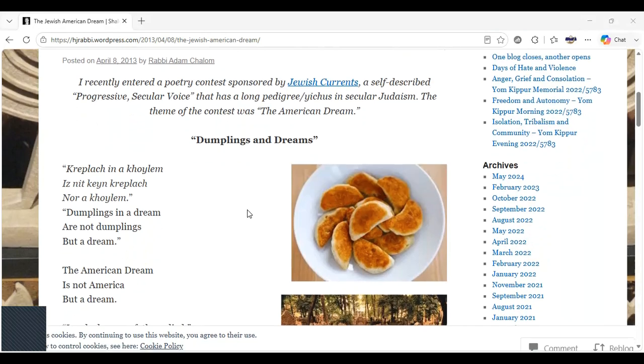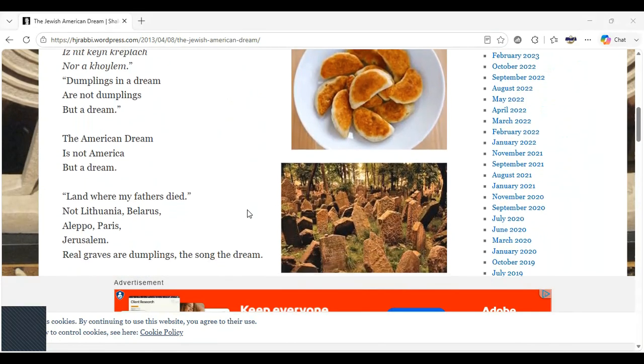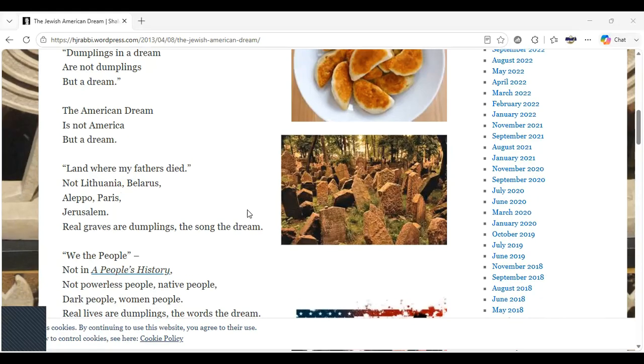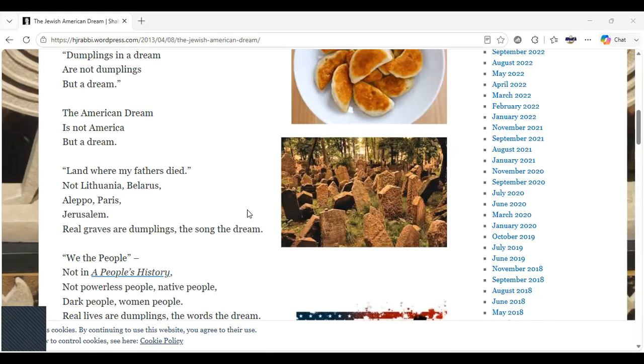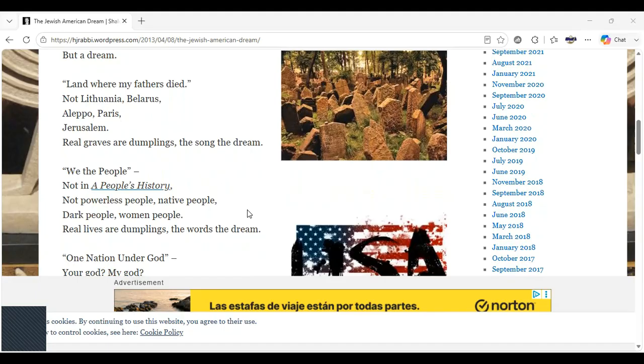Kreplach in a cholent is neither kreplach nor a cholent. Dumplings in a dream are not dumplings, but a dream. The American dream is not America, but a dream. Land where my fathers died, not Lithuania, Belarus, Aleppo, Paris, Jerusalem. Real graves are dumplings, the song, the dream. We the people, not in a people's history, not powerless people, native people, dark people, women people. Real lives are dumplings, the words, the dream.